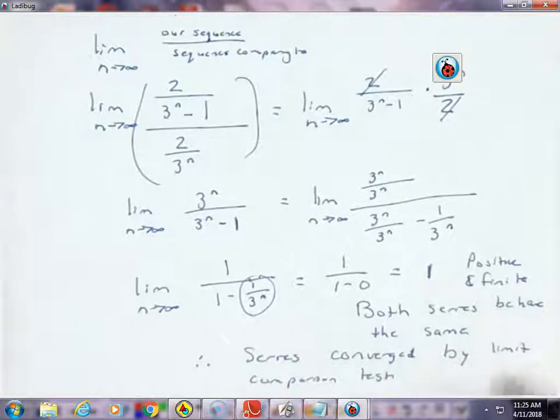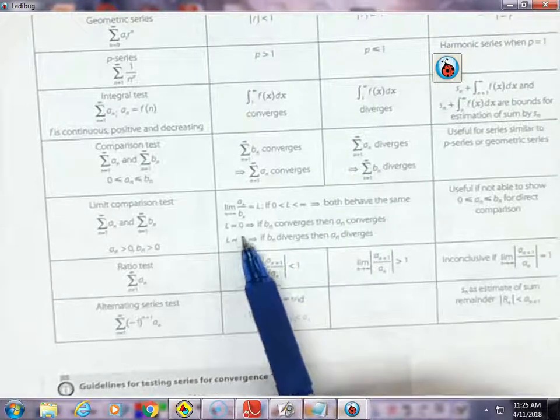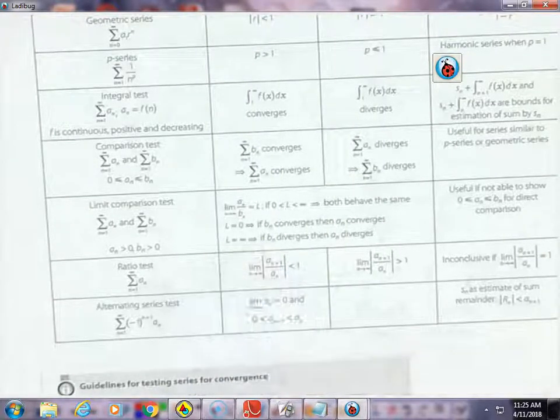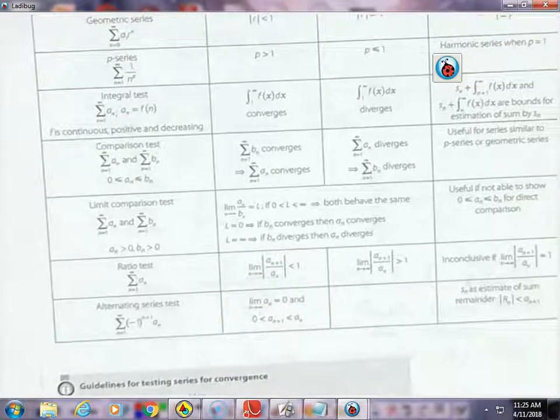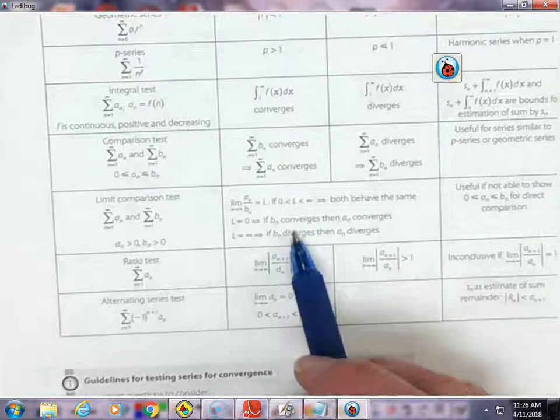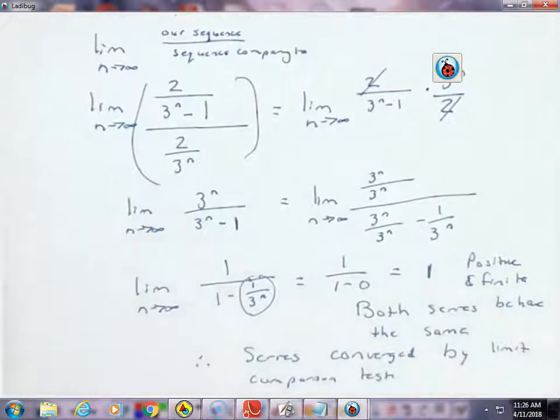Okay, so that's the best thing, is if it's positive and finite, they both behave the same. That's what usually happens. There are these other instances that could happen. You could get the limit with 0, and then if what you're comparing to converges, then yours converges as well. Okay, if yours didn't converge, that doesn't help you out at all. If you get that limit and it's infinity, then if what you were comparing to diverged, then yours would diverge as well. Those don't come up as often. We're generally looking for positive and finite, but it could. Okay, so we're making it there, getting close.